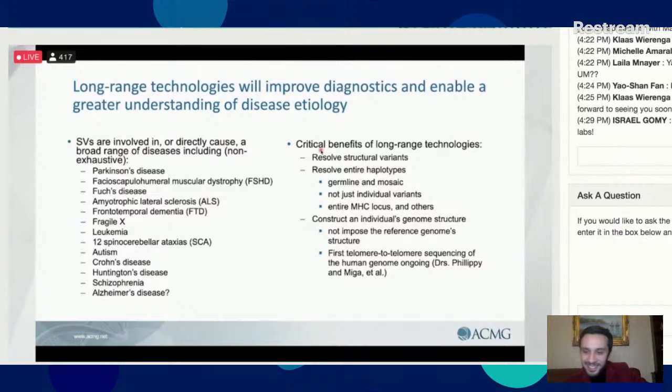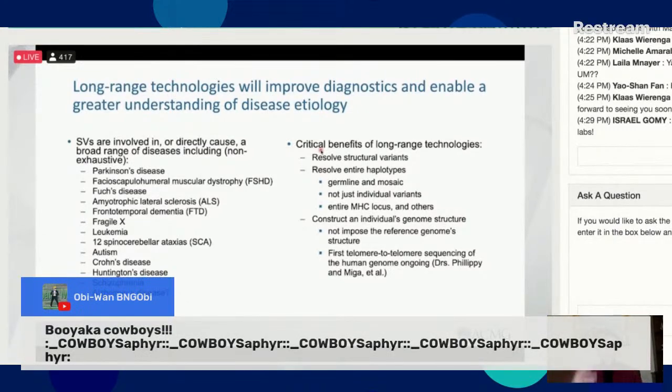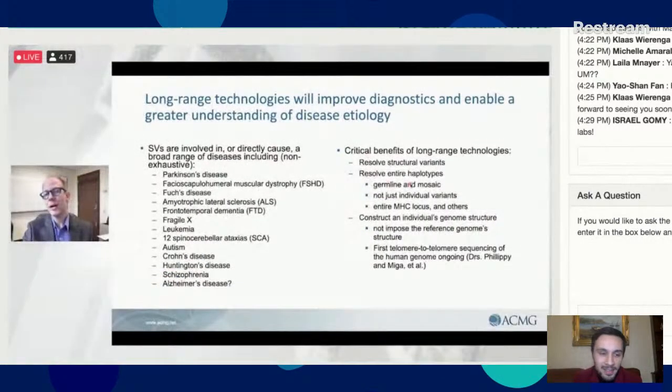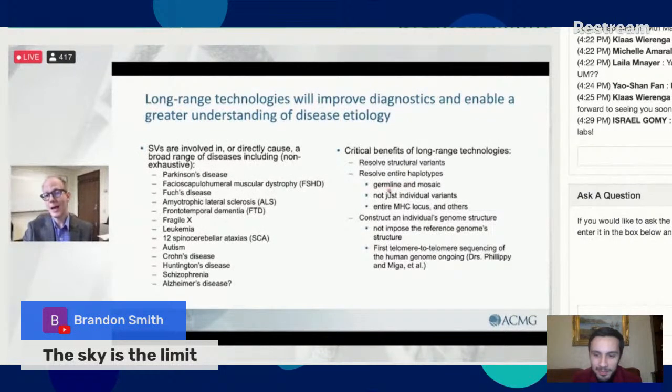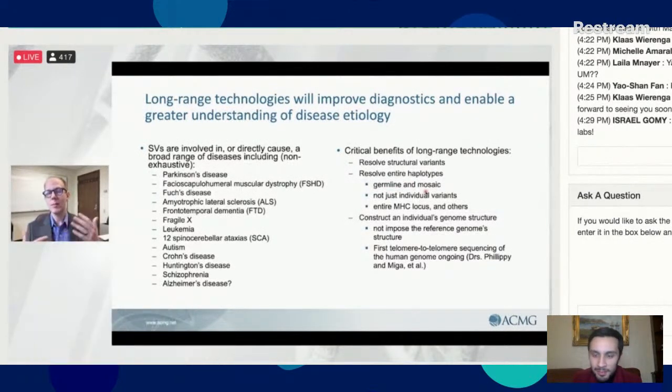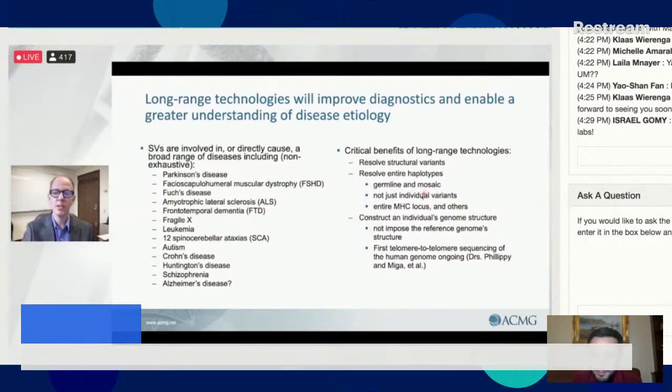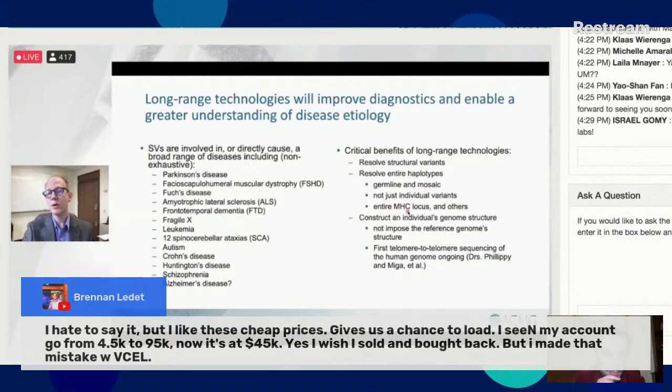So critical benefits for long-range technologies: you can resolve not just point mutations, but structural variants, and these are really important. You can resolve entire haplotypes, both germline and mosaic haplotypes. So we're not just seeing a single haplotype where we're trying to discern them, which gives us a lot more power to understand disease. We can actually resolve the entire major histocompatibility complex, a 4 megabase region that is very difficult, but we can do that.